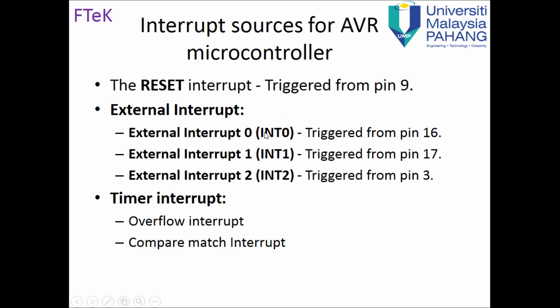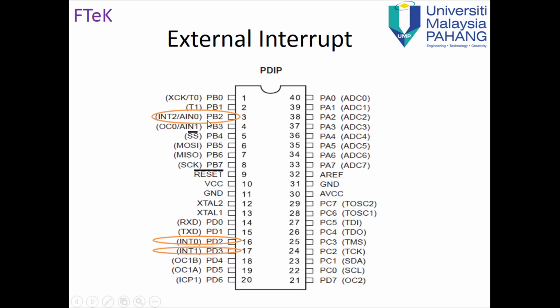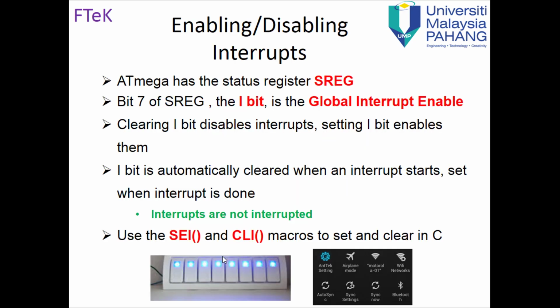So in this module, I will focus on the external interrupts. Interrupt 2 is on the same pin as PB2, and interrupt 0 and interrupt 1 are on the same pins as port D, PD2 and PD3. So how does the microcontroller know whether this signal is an input from the port or an interrupt? We need to use the concept of enabling.